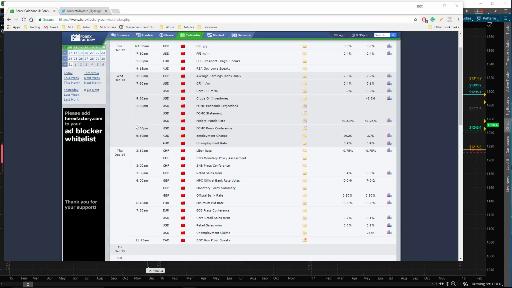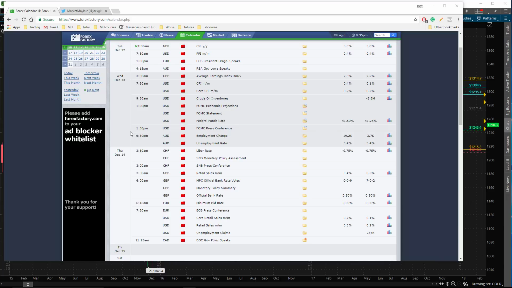3:30 a.m. we're going to have the retail sales for the Great Britain Pound, and then at 6 a.m. we're going to have three different news events for the Great Britain Pound: monetary policy statement, official bank rate, MPC official bank rate votes, and then at 6:45 European minimum bid rate. At 7:30 we have the ECB press conference, followed up by core retail sales and retail sales, as well as unemployment claims for the US dollar.